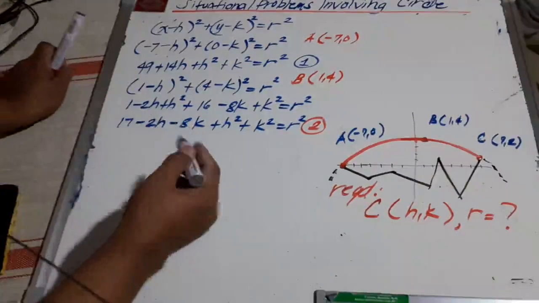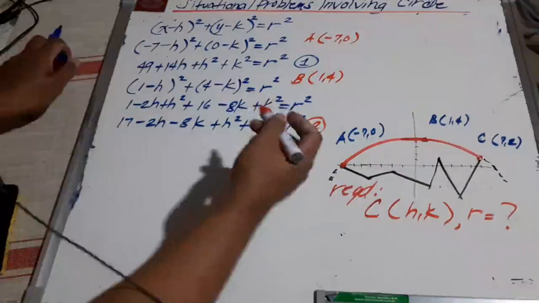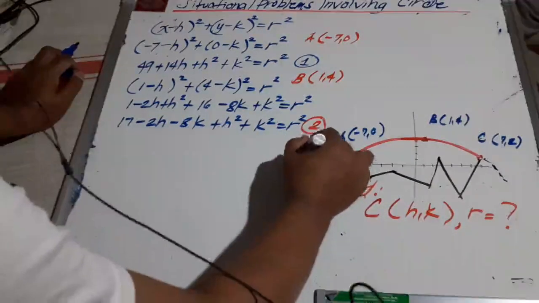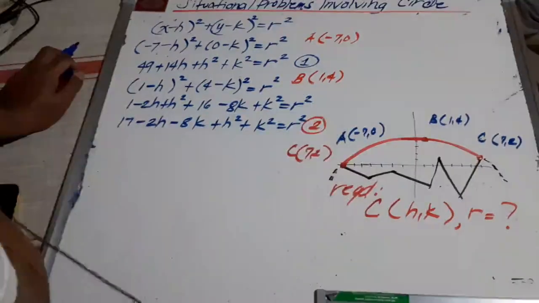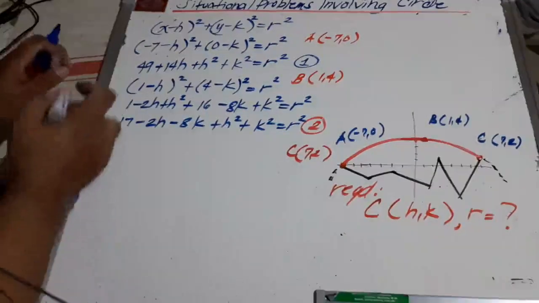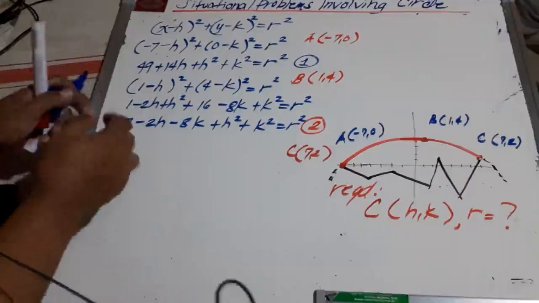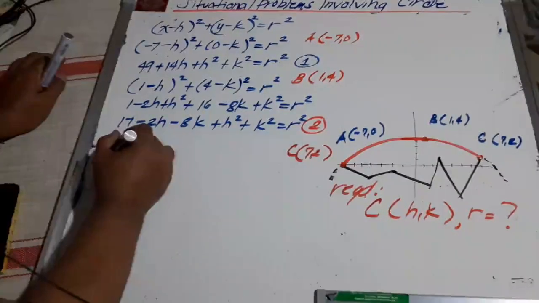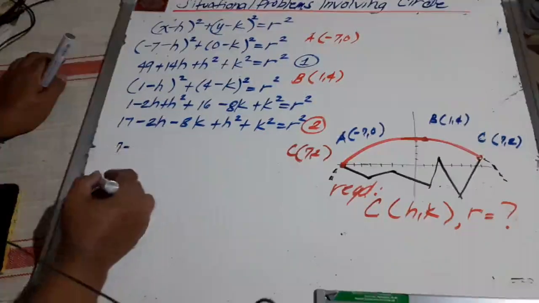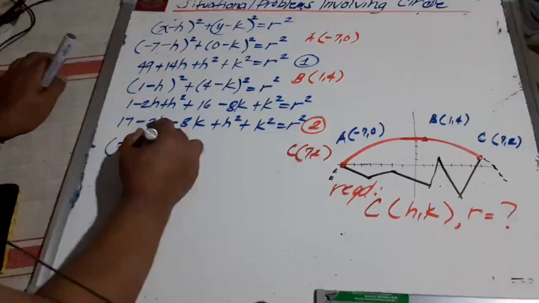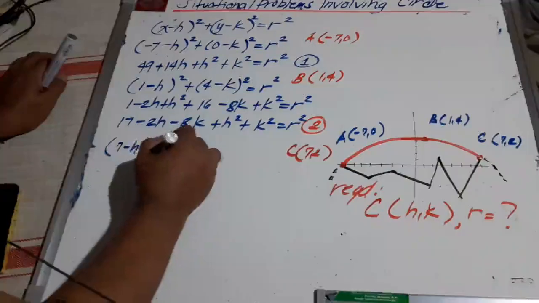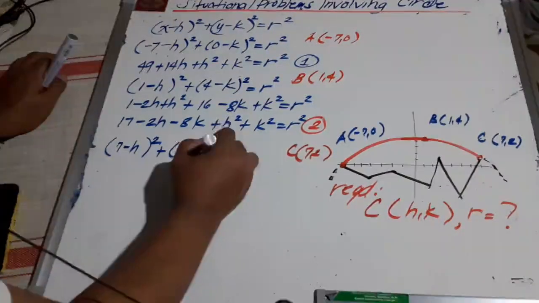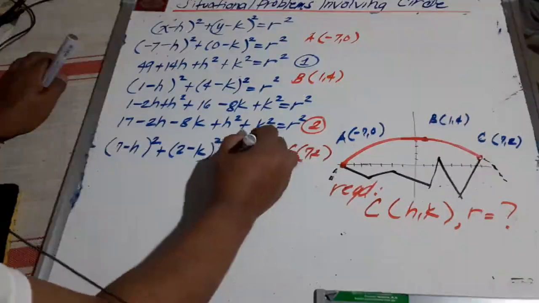Next is point C, sorry. Point C is located at 7, 2. Substitute natin yung x and y values doon sa ating standard form ng circle. We have x is 7, so 7 minus h squared plus y is 2, 2 minus k squared equals r squared.